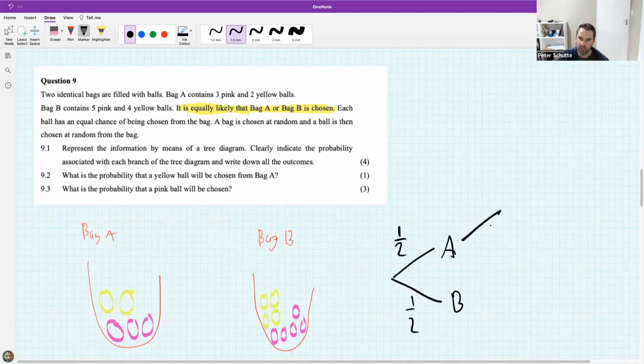What are the two color choices for bag A? If you look at the diagram, what do you think the two choices are? Yeah, it's just going to be yellow and pink, or pink and yellow. And what about the choices for bag B? What are the choices going to be there?